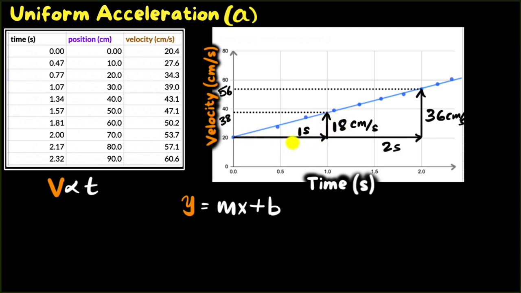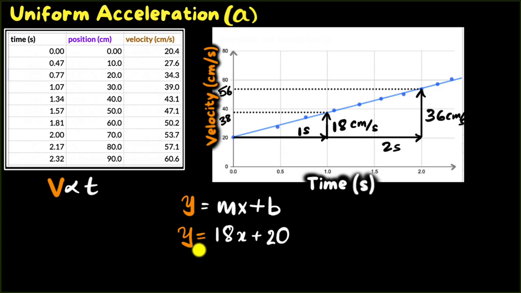It's 18 divided by 1, or you can do that over here, 36 divided by 2, which is 18. So we know m is 18, and b is the y-intercept that's over here. You can see that's about 20. That's 20.4, but we can just round it off and call that 20. Values are not really important over here. Our goal is to build the model, right? So we get y equals 18x plus 20.